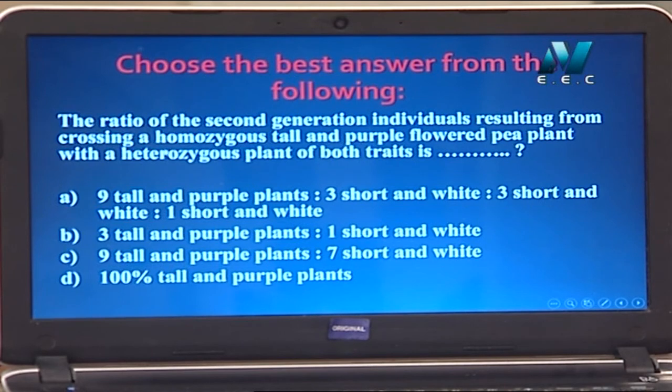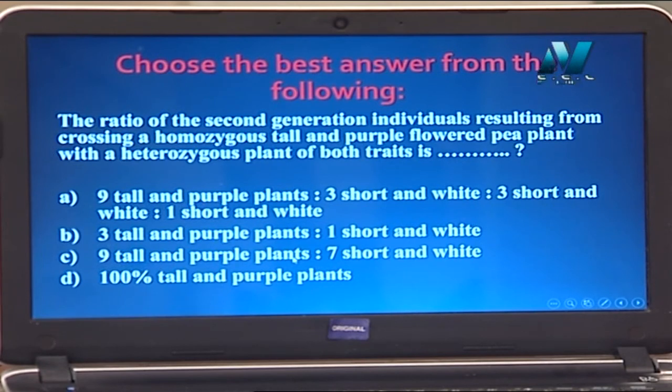We have a multiple choice here. The ratio of the second generation individuals resulting from crossing a homozygous tall and purple flowered pea plant with a heterozygous plant of both traits is which of these choices? 9 tall and purple plants, 3 short and white plants, 3 short and white, or 1 short and white. The second choice, 3 tall and purple plants to 1 short and white, 9 tall and purple to 7 short and white. All of the offspring are tall and purple plants.